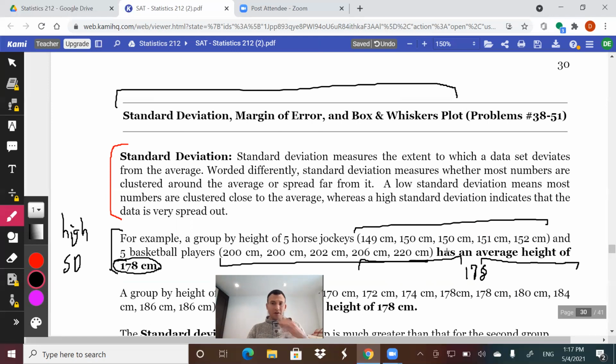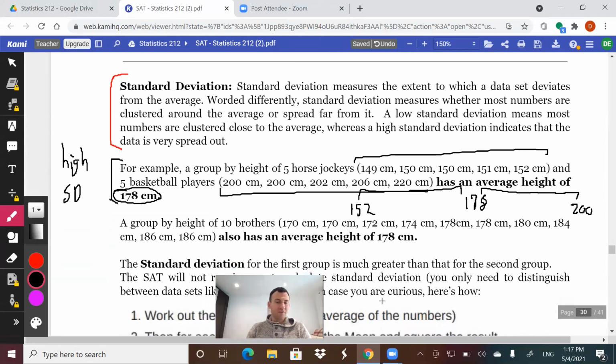So in this one, the standard deviation is going to be really high because you have 178, and then the next closest number is 152 and 200. And these numbers really aren't that close to 178. Compared to with, if you had a group of 10 brothers, where the range only goes from 170 to 186, this only has a range of 16. This one has a range of 71.